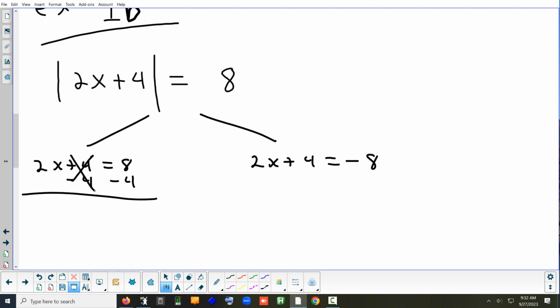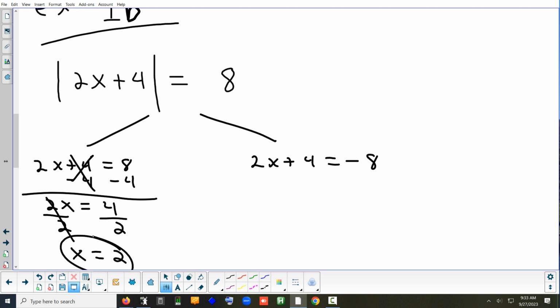4 minus 4 cancels out. And Marie, what's on the left-hand side now? 2x. And on the right side, 8 minus 4 gives me 4. Now we're done with adding and subtracting. Any multiplying or dividing that we can do? Yep, we can divide. What do we have to divide each side by? 2. So divide each side by 2. 2 divided by 2 gives us 1x, and then 4 divided by 2 is 2. So we get x equals 2.